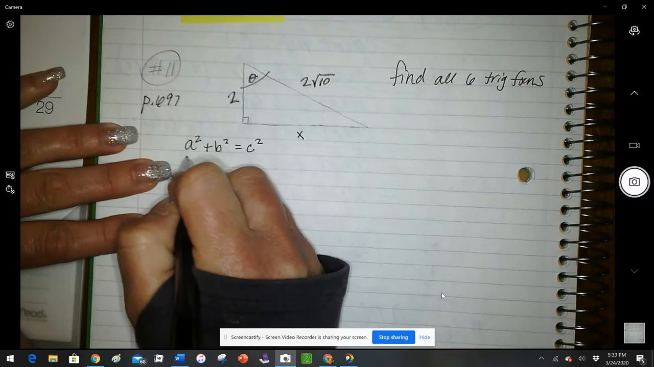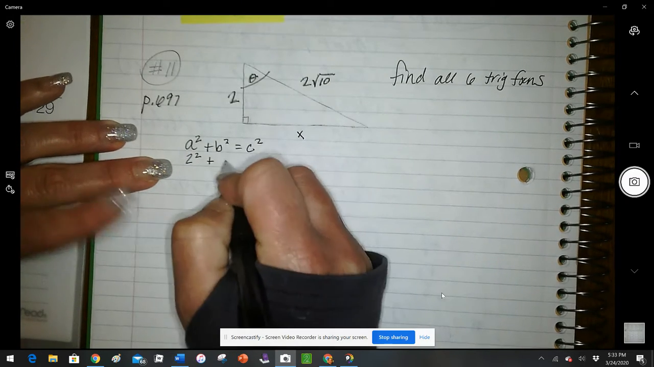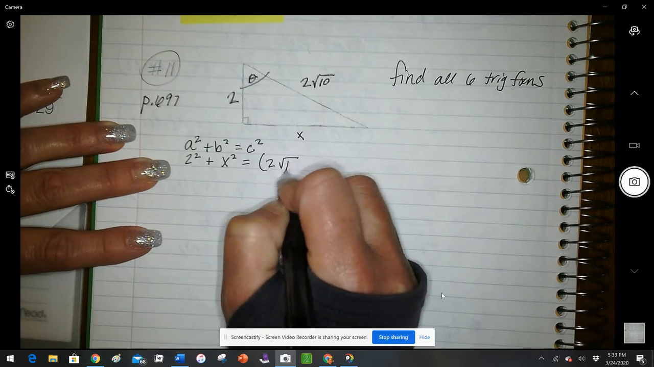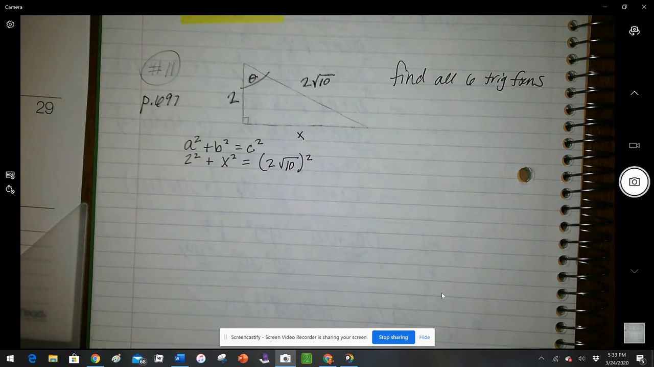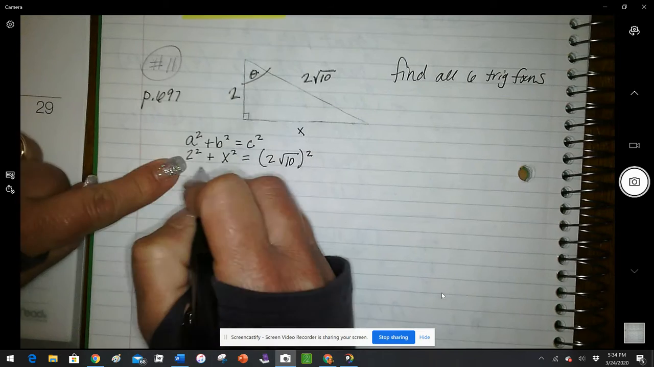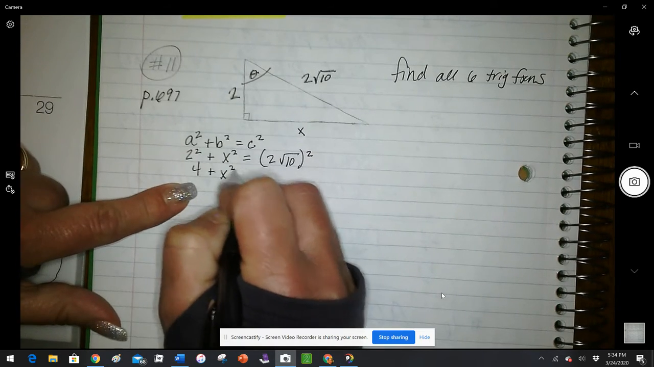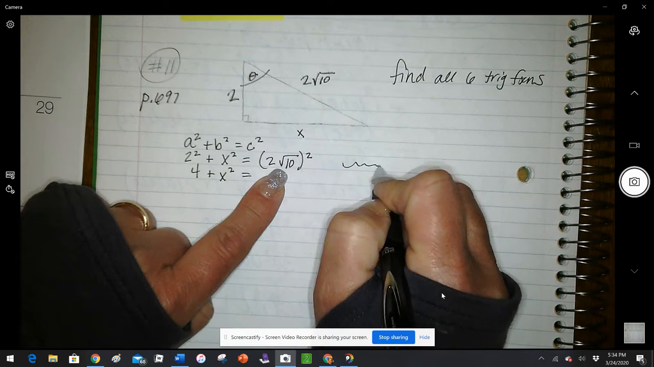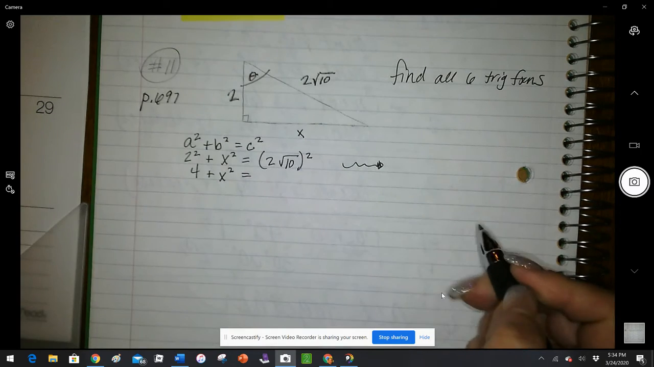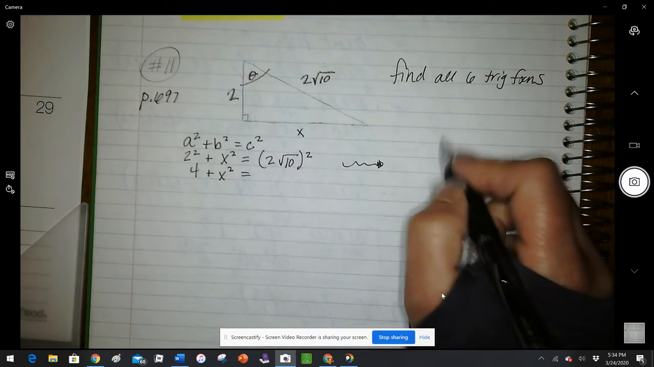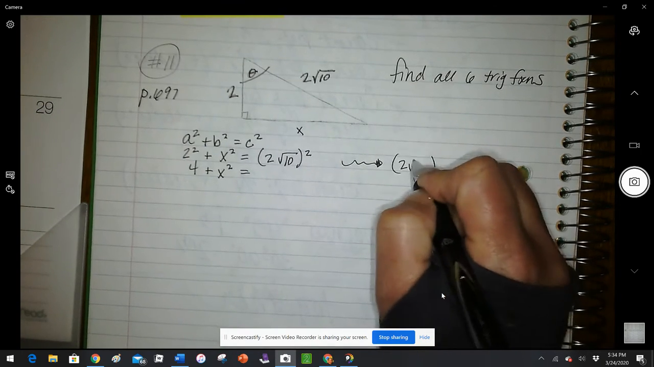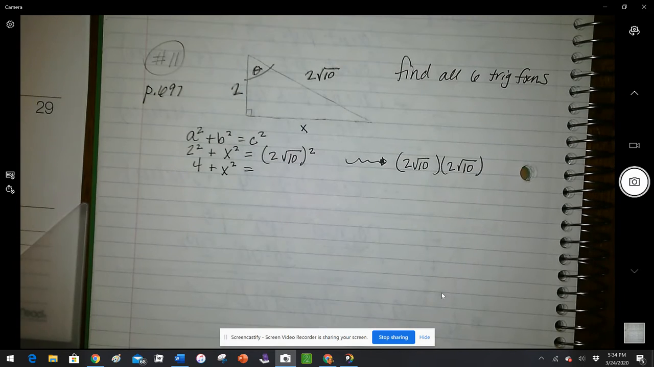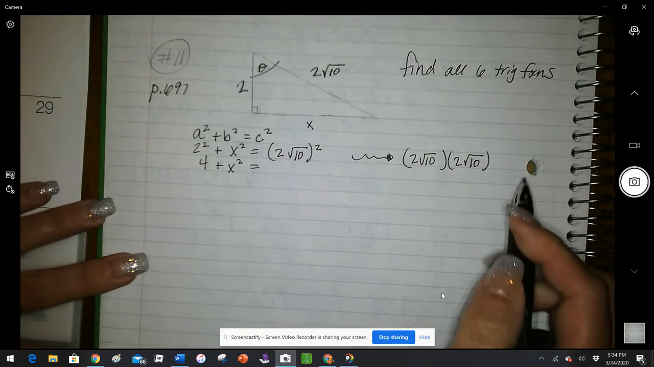So we're going to do 2 squared plus, I don't know, x squared, right, equals 2 times the square root of 10 squared, okay? So I know this is a 4, and then this, I'm not entirely sure what that is. So I'm actually going to do this over here on the side, just to give myself an idea, right? So when you square something, remember you're multiplying that thing times itself twice. So I'm just going to write it down twice. It might help me figure this out a little bit easier, okay?